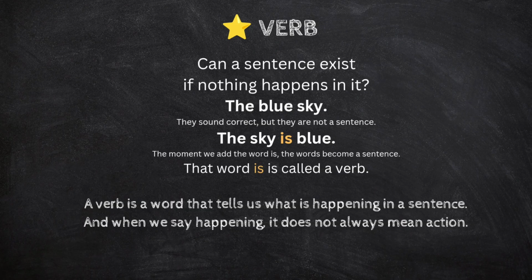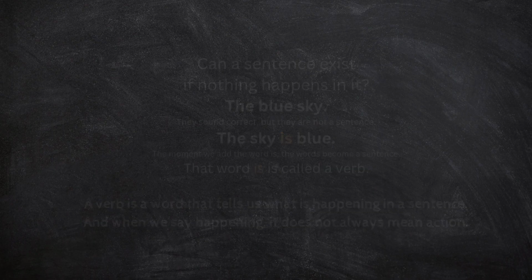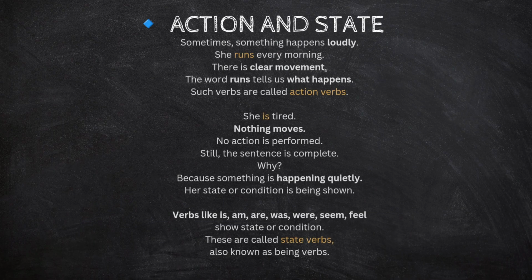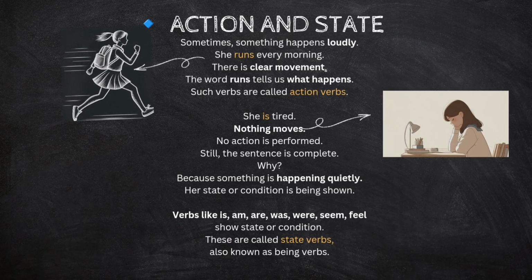What is a verb? A verb is a word that tells us what is happening in a sentence. And when we say happening, it does not always mean action. Sometimes something happens loudly. She runs every morning. There is clear movement. The word runs tells us what happens. Such verbs are called action verbs.